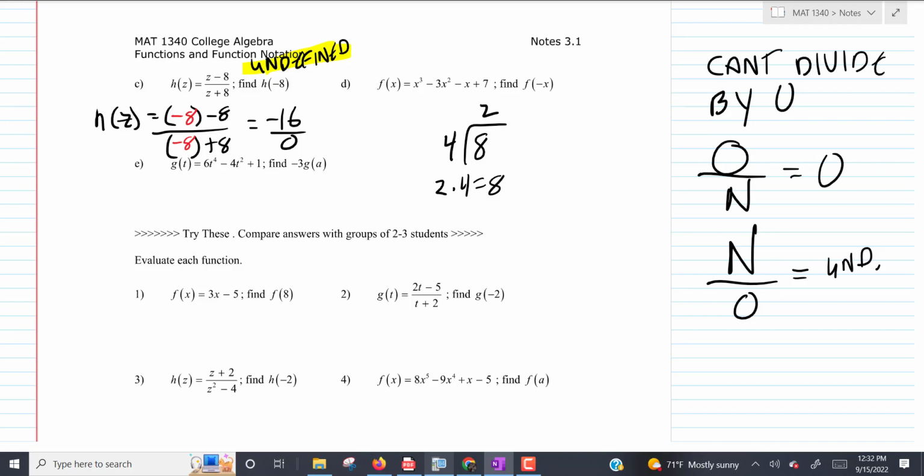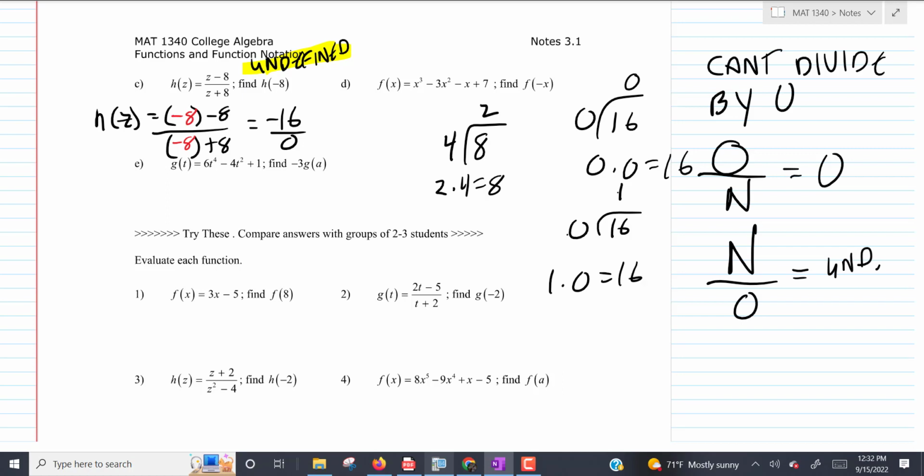Okay, but what if you had 16 divided by 0? Okay, what if you think the answer is 0? Does that check? 0 times 0 isn't 16. So 0 can't be the answer, okay? Well, what else do you think? I mean, let's try another answer. Maybe 1's the answer. Does that check? 1 times 0 is not 16. In fact, nothing checks. So if you divide 16 by 0, you'll never find a number times 0 that'll give you 16. That's why it's undefined.